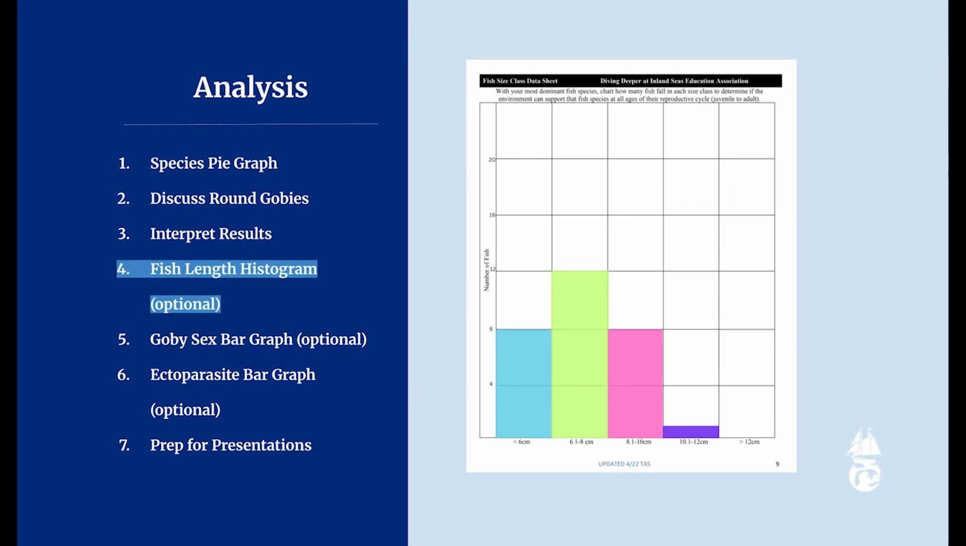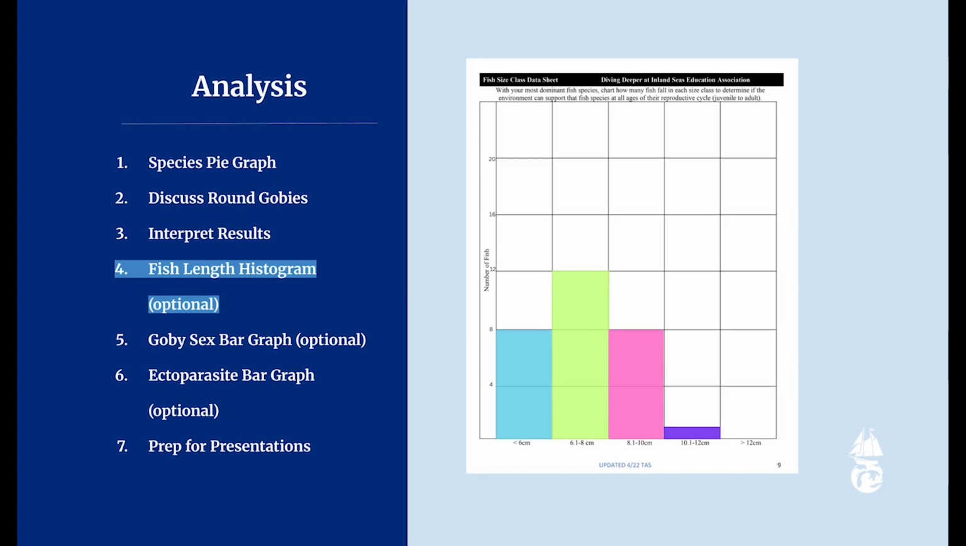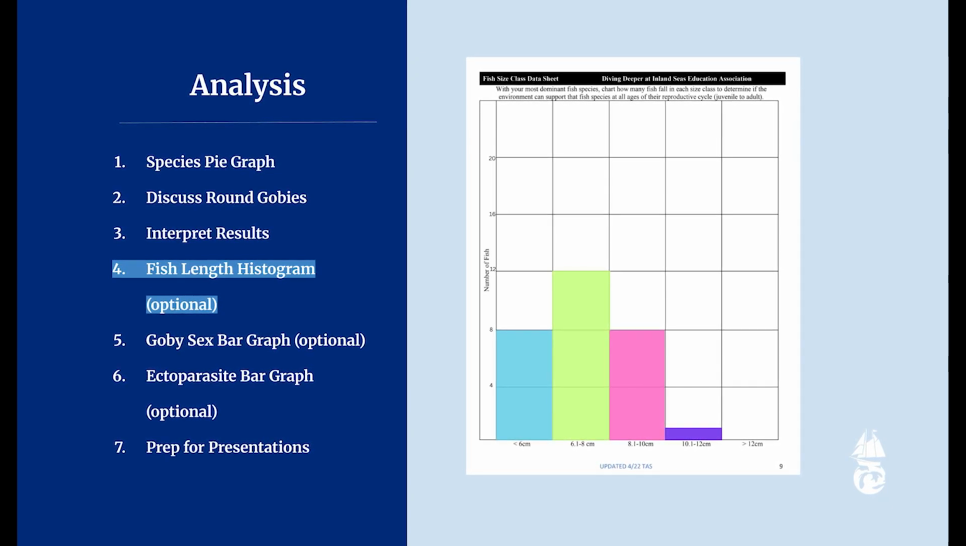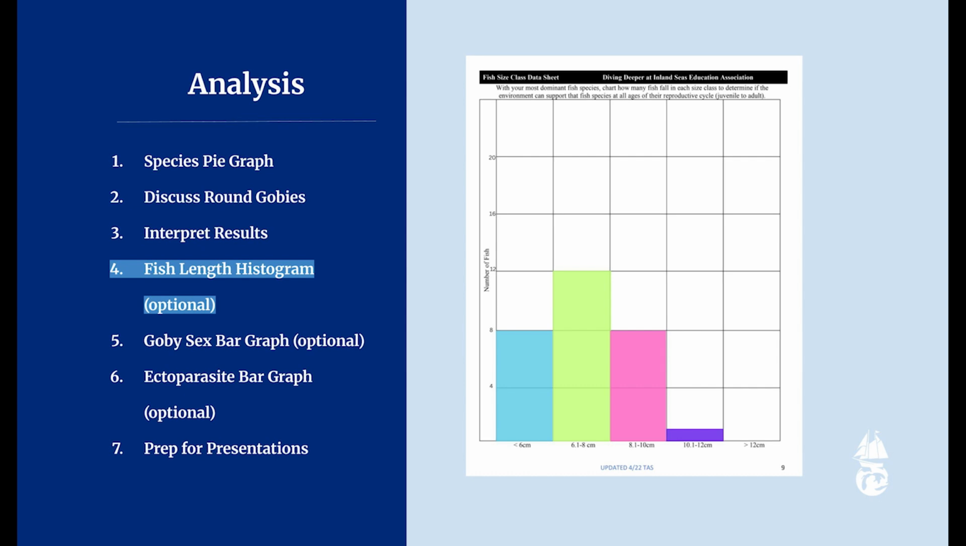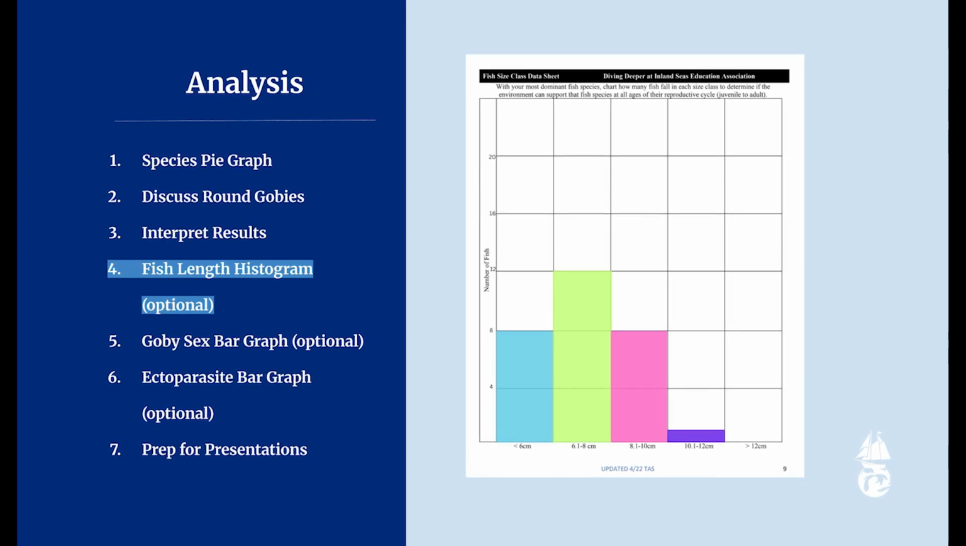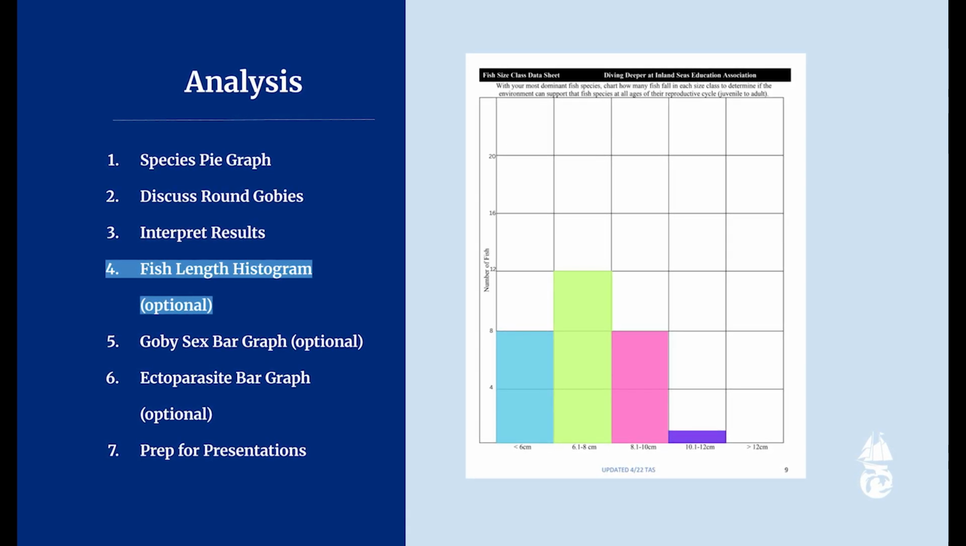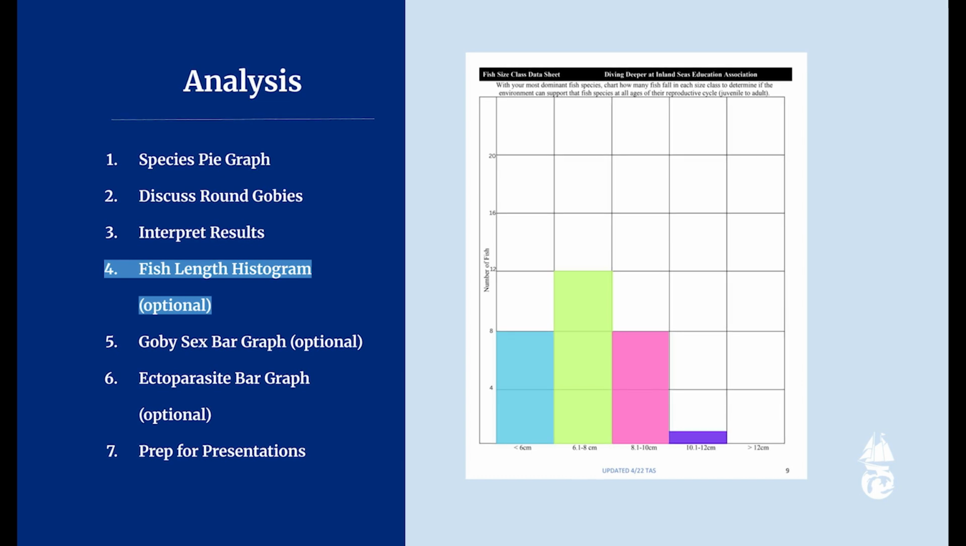Once this graph is complete, discuss with students. What does the length of a fish tell you about it? Would you expect a healthy population of fish to be all the same length, or would they be a range of length? Hint: mainly, the length of a fish tells you its age. A healthy fish population will be a range of sizes, suggesting success in all life stages.